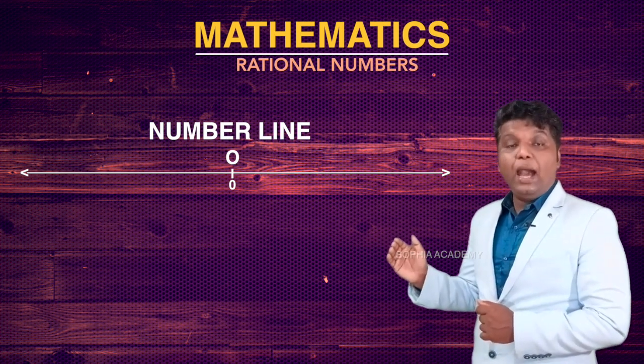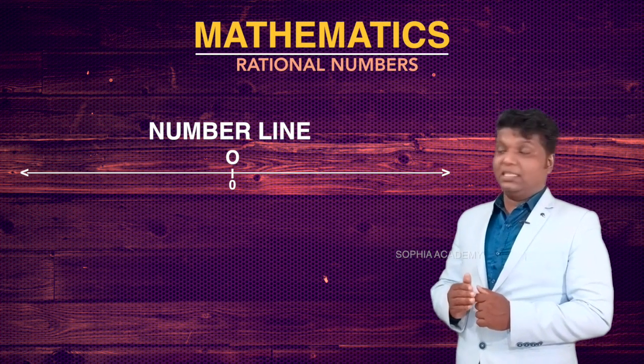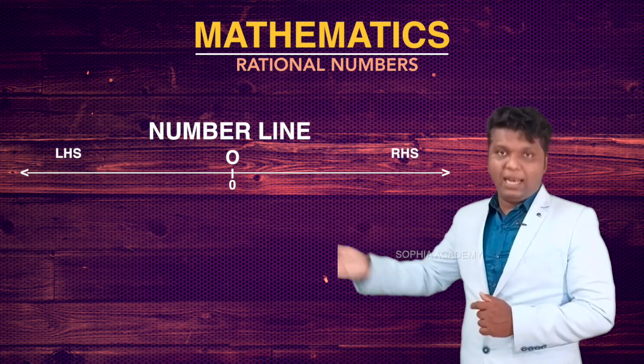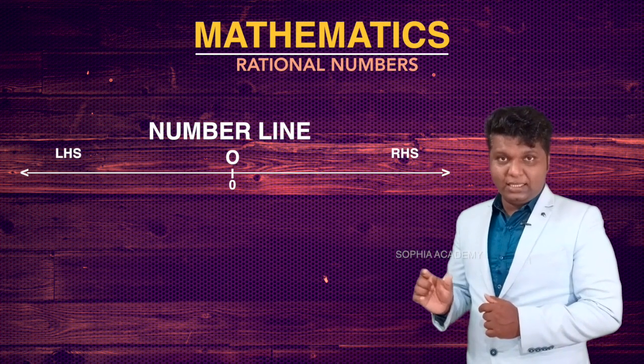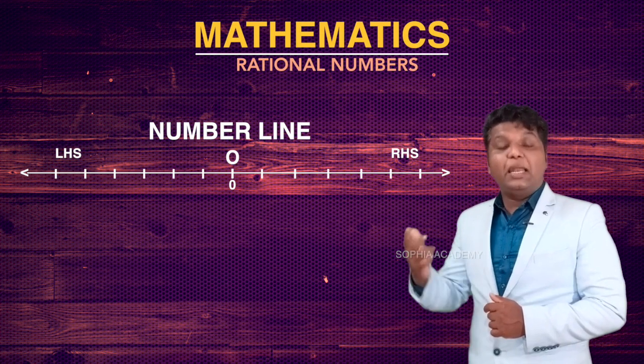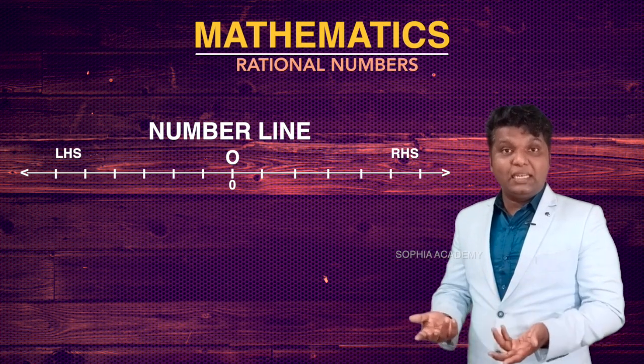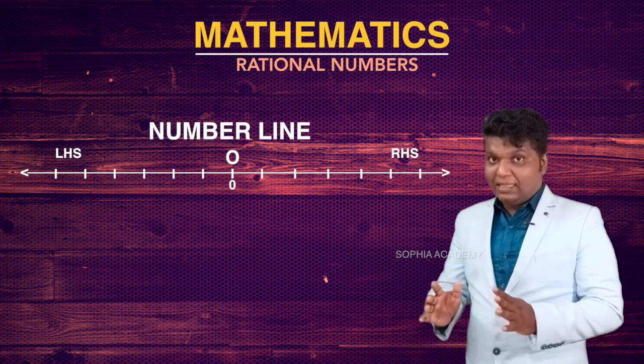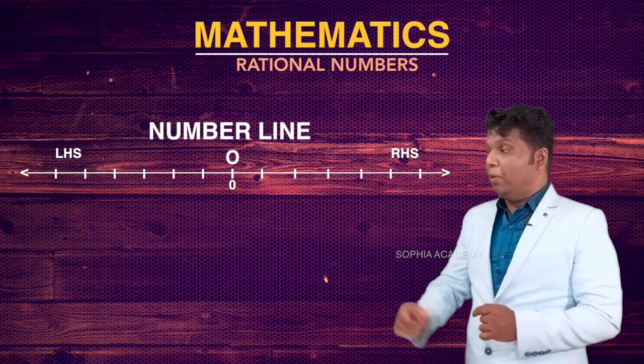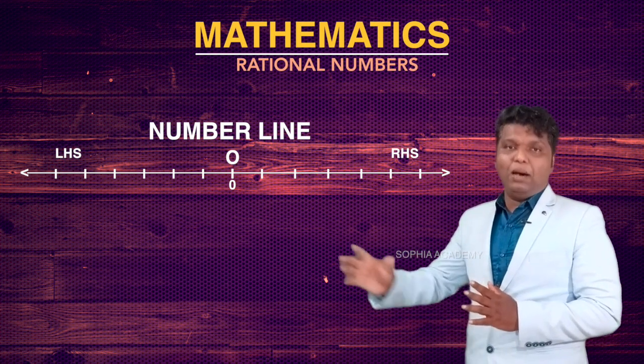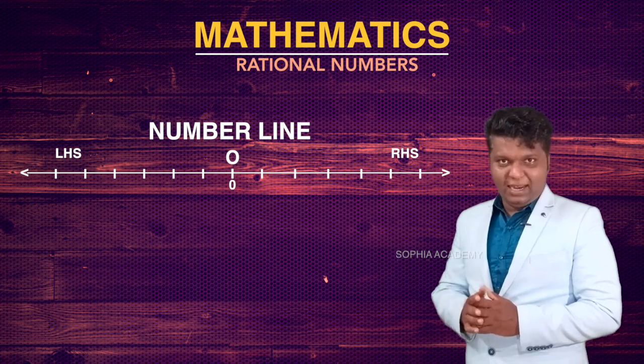From here you have to calculate equal distance towards the right and towards the left. You have to take equal distance. It can be 1 centimeter each, it can be 2 centimeter each, it can be 3 centimeter each. It doesn't matter whatever length it should be, but one thing is very important: they should be equally marked towards the right and towards the left.